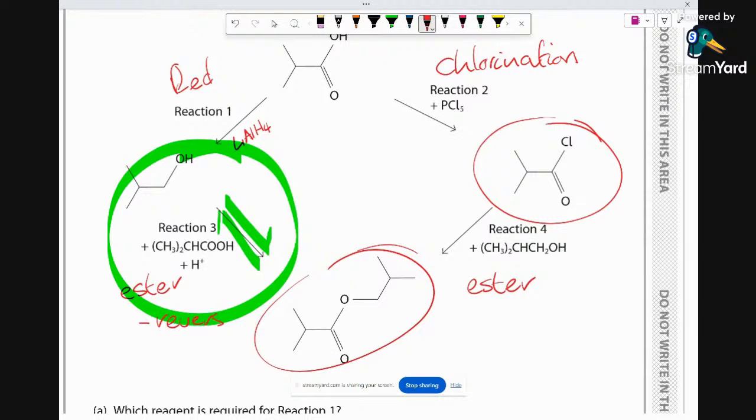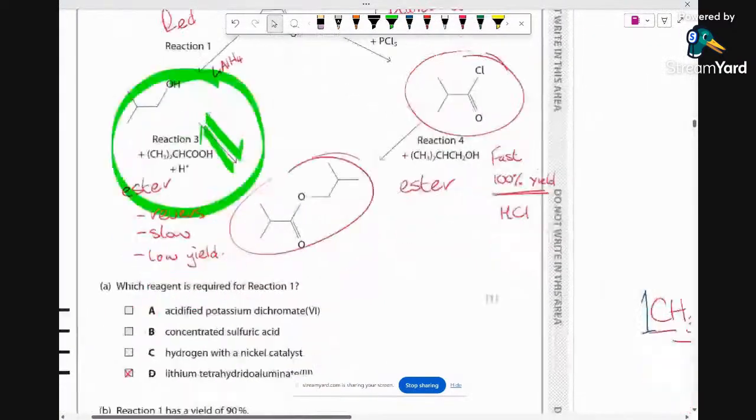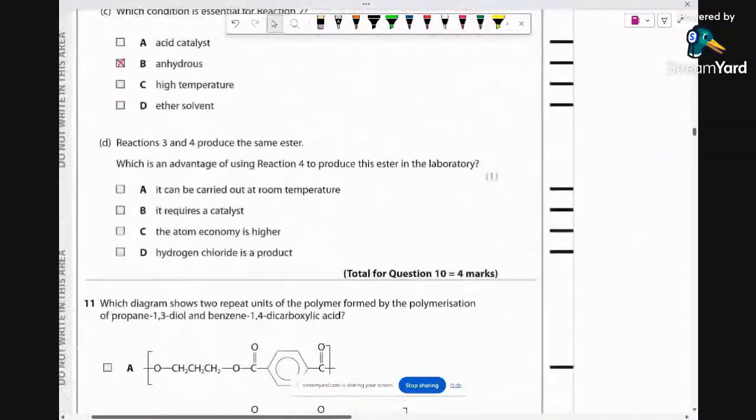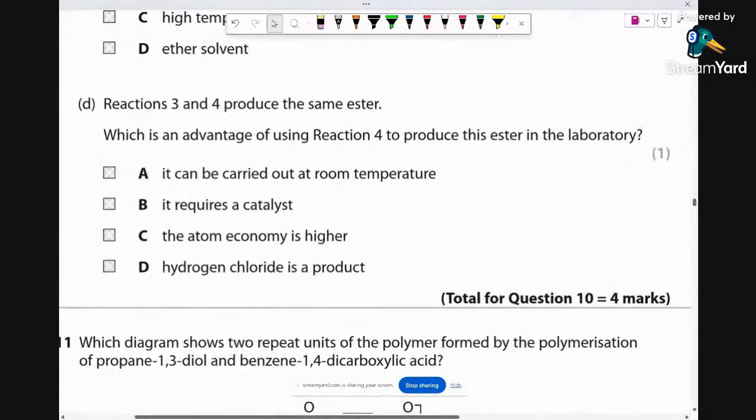These are the problems, by the way. It is slow, and it produces a low yield. Yeah, it's like a 30% yield, and that's if you do it well. Yeah, this is fast, 100% yield. But it does make HCl, which is a bad product, and it's also kind of uncontrollable. What have they given us? What is the advantage? It can be carried out at room temperature.